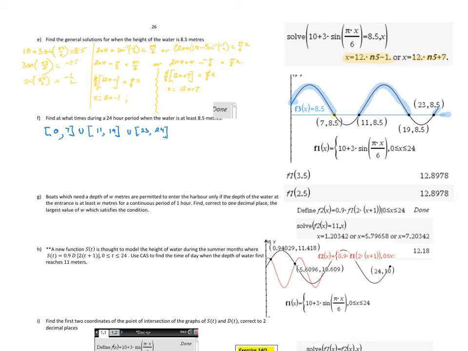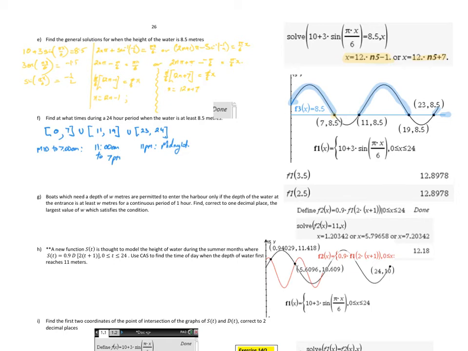Now, I've got to convert them to times. So it's from midnight to 7 a.m., from 11 a.m. to 19 hours, 1900, that's 7 p.m., and then from 11 p.m. to midnight. So they're the times in the day that represent where that depth of water is greater than 8.5 meters.